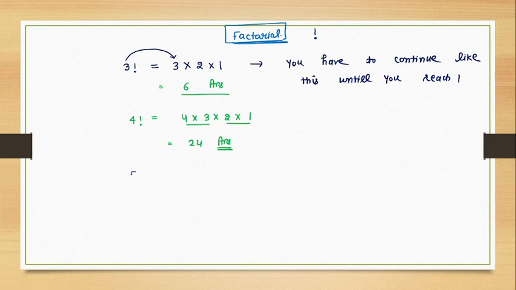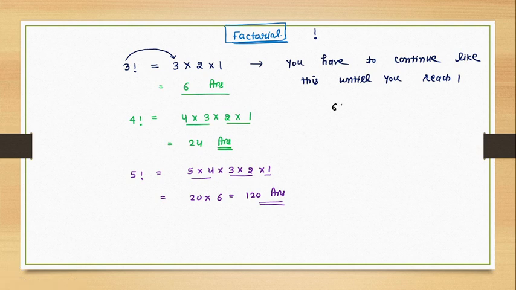In the same way, we can find the value of 5 factorial. What is 5 factorial? 5 into 4 into 3 into 2 into 1. 5 4s are 20, 3 2s are 6, 6 1s are 6, 20 6s are 120. It means 5 factorial is equal to 120.